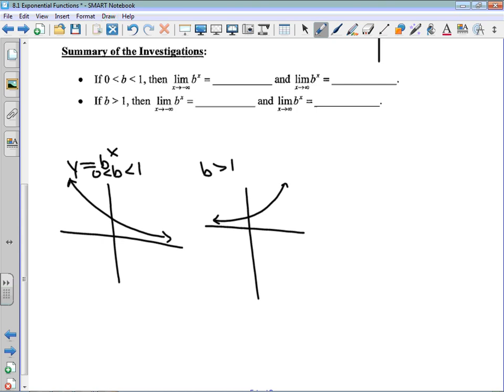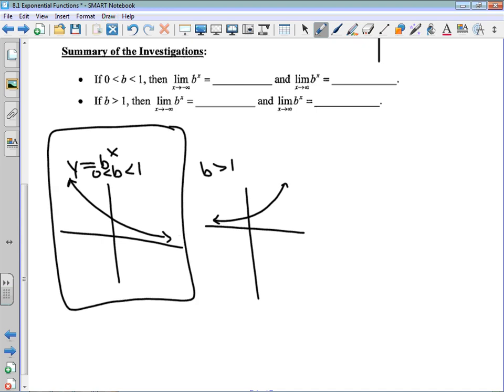But if we look at this graph, when b is between 0 and 1, this is why we can make these limit statements. As x approaches negative infinity, that's as the graph moves to the left, the graph is approaching infinity. It's getting larger and larger. But to the right, as x approaches positive infinity, that graph is approaching 0. Basically the opposite happens for the other.